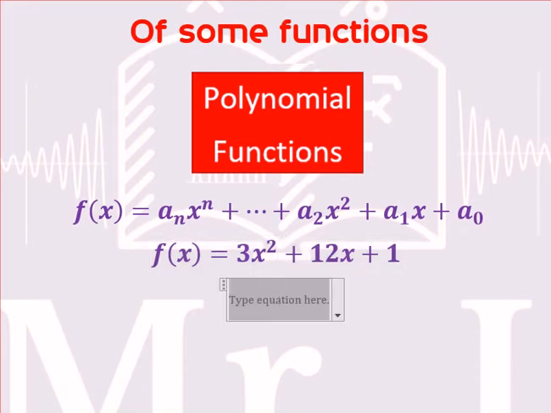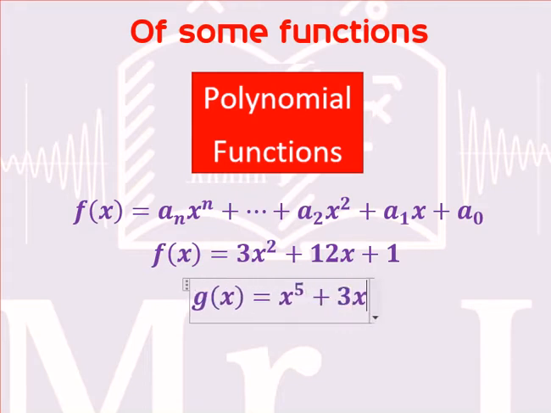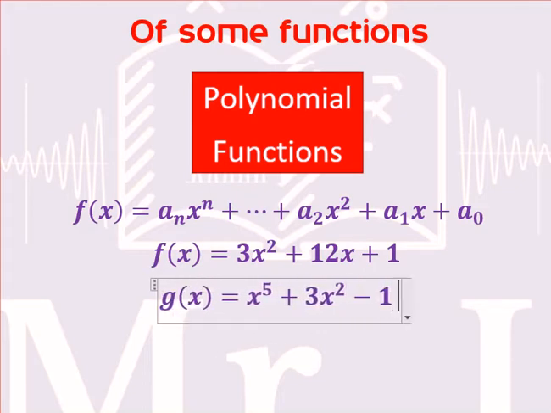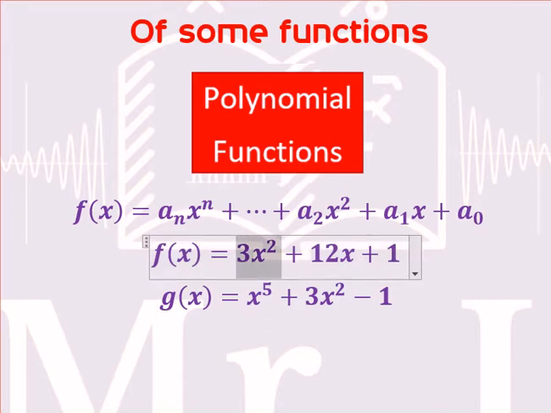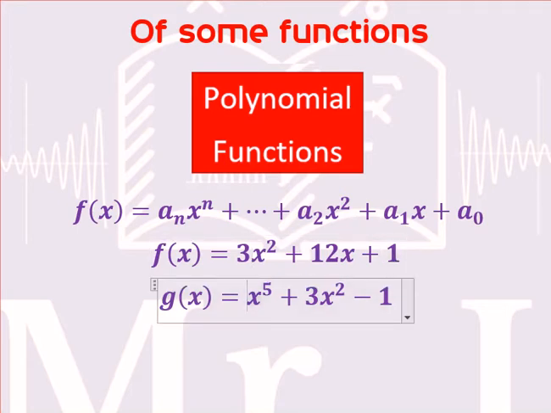Another example, let's say g of x is equal to x power 5 plus 3x squared minus 1, for example. This one is also a polynomial with degree 5 because the highest power is 5. And of course, in the first example, 3 is the coefficient of x squared, 12 is the coefficient of x, and 1 is the constant part. Same thing here, 1 is the coefficient of x power 5 because it's 1x power 5, 3 is the coefficient of x squared, and negative 1 is the constant part.